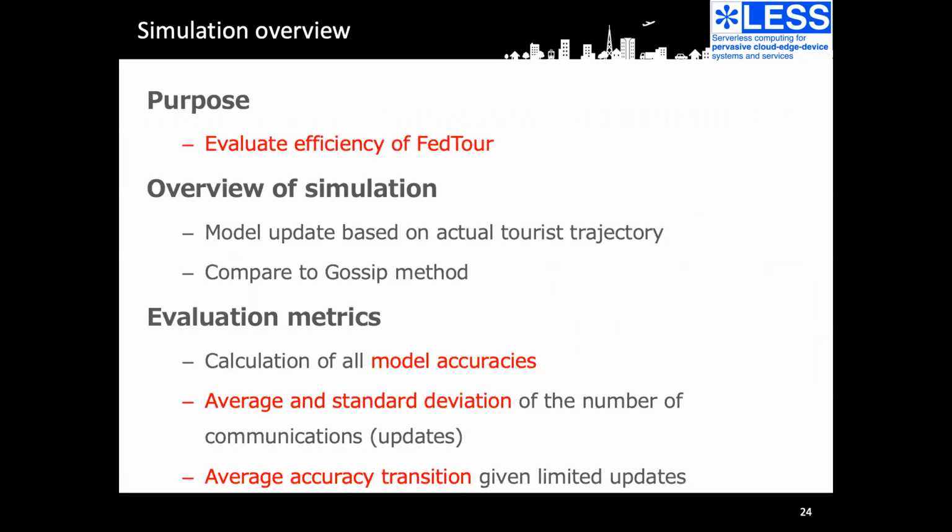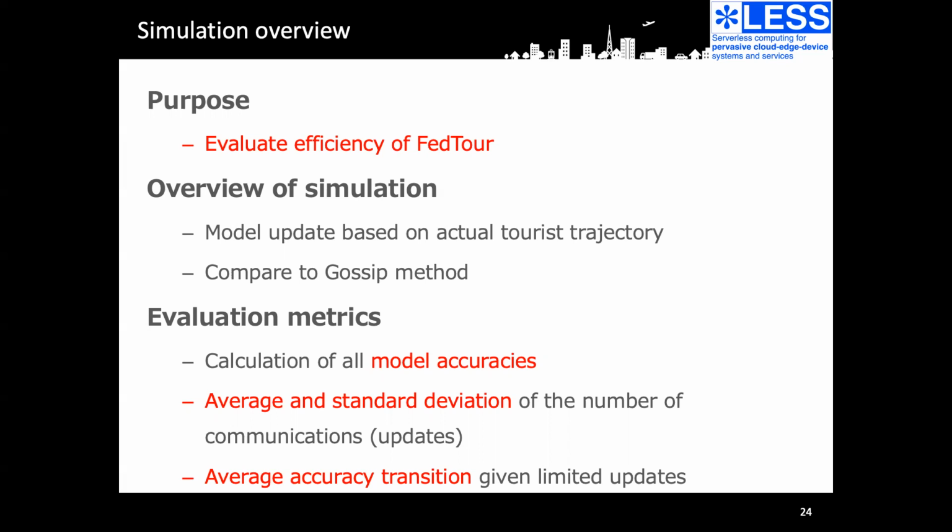Then, we conducted a model update simulation with FedTour. The purpose of this experiment is to evaluate the efficiency of FedTour and the number of communications and model updates. In this simulation, we used actual user trajectory data in Spot. We also conducted a simulation with the gossip method, in which devices randomly select others with 10% probability. We evaluated the average, maximum, and minimum accuracy of all models after simulation, and the average and standard deviation of the number of updates of all models.